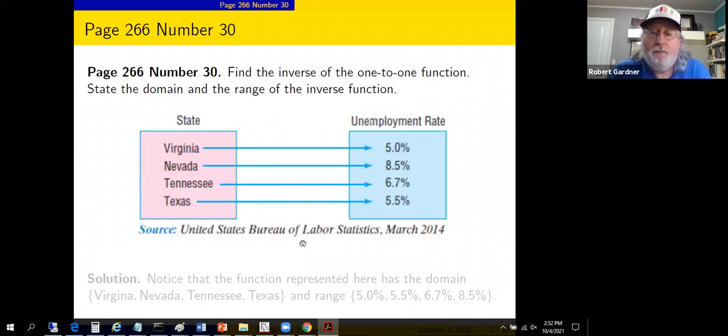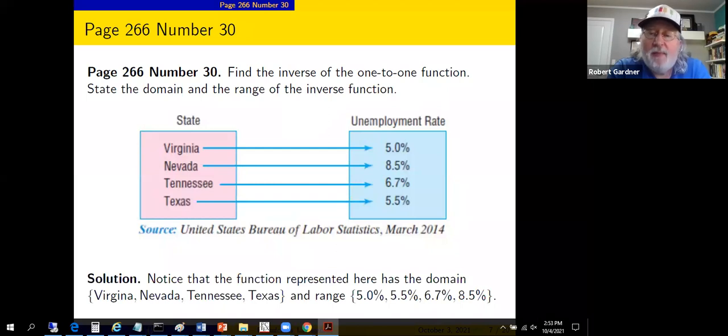It's one-to-one. Can't really use a horizontal line test to test the one-to-oneness because we don't have a graph, but I can see no two arrowheads on the right-hand side converge to the same value. So that's what one-to-oneness is when we present functions like this. Okay, so the domain is the set of states, Virginia, Nevada, Tennessee, and Texas. The range is these percentages of unemployment, 5.0%, 5.5%, 6.7%, 8.5%. These are the domains and ranges of the given function, indicated by the arrows.